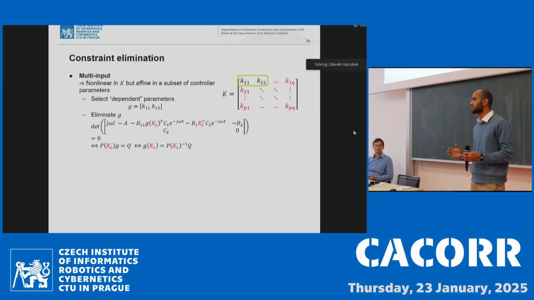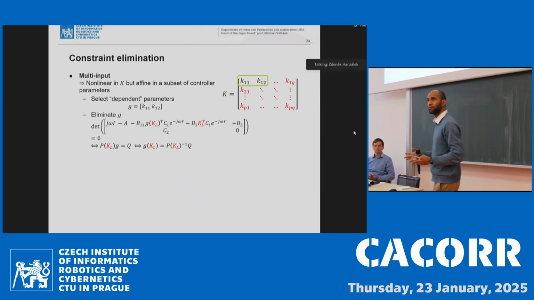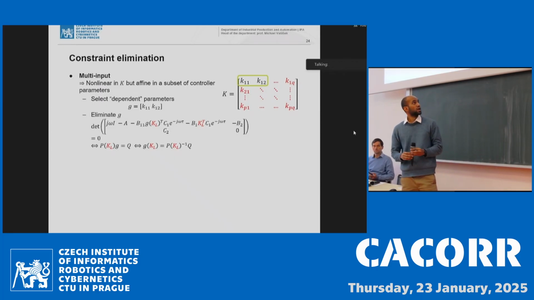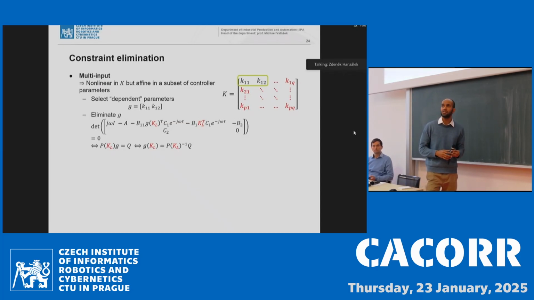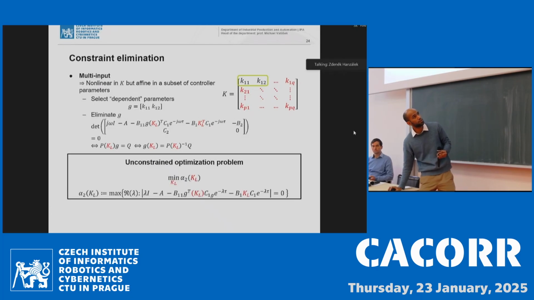And secondly, in the multi-input case, additionally, we have the constraints which are polynomial in the gain. So the elimination in this case is not fairly straightforward. But we use the property that despite it being polynomial in the gain parameters, it's still affine in a subset of the parameters. And so we perform elimination by selecting the gain parameters from a single row and expressing it as a function of the independent variables. And finally, we optimize for the independent variables.